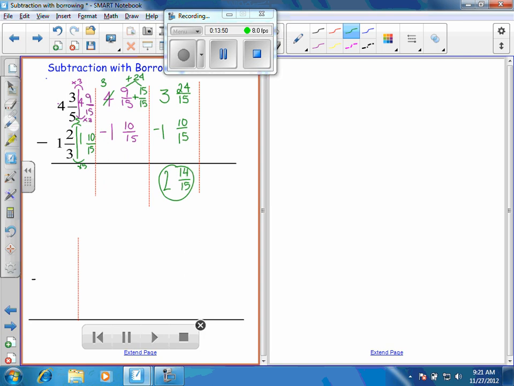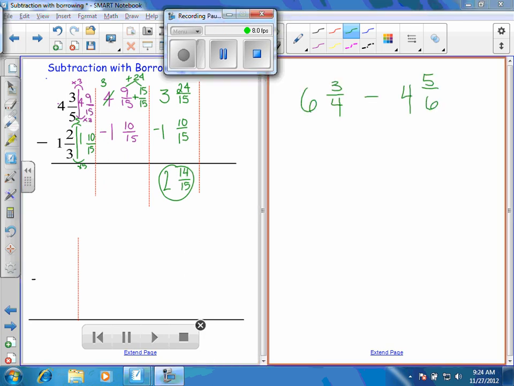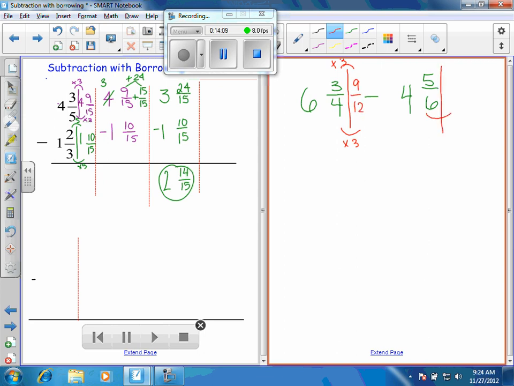Okay. So let's do a practice problem. Okay. So we'll have to start it, Clem. What are your denominators? 12. 12, right? So multiply the numerator and the denominator by 3 to get that, right? So you get 9 twelfths. What did you multiply the numerator and the denominator here by? 2. So you get 10 twelfths. Okay, so let's go, 6 and 3/4 is 6 and 9 twelfths.